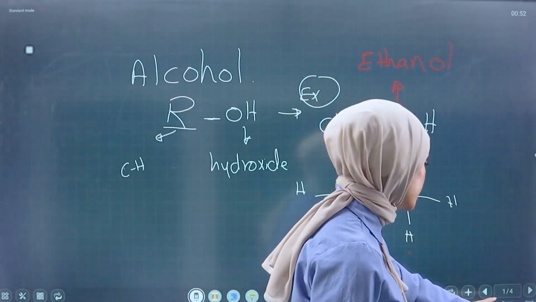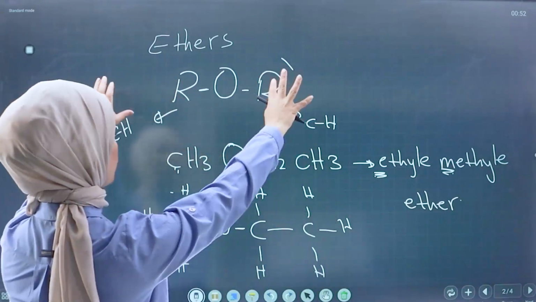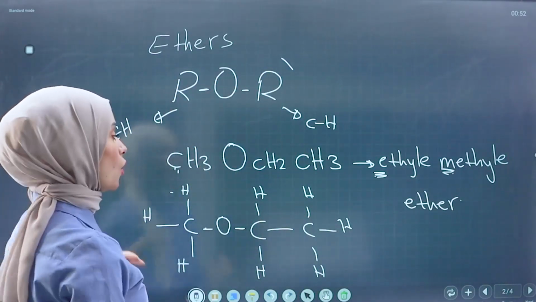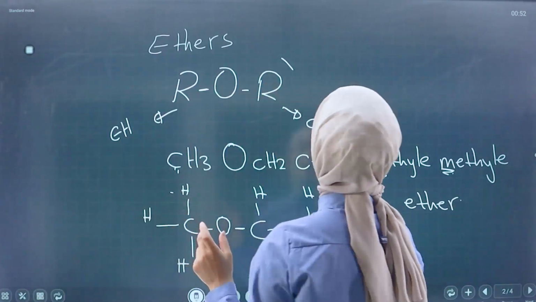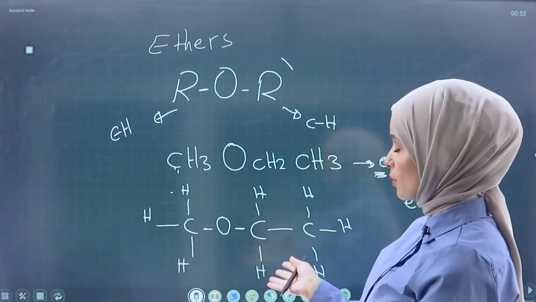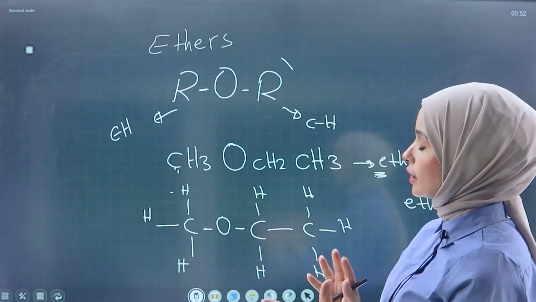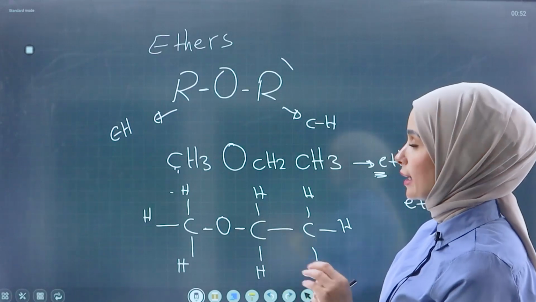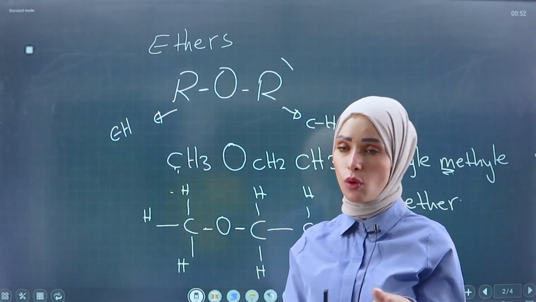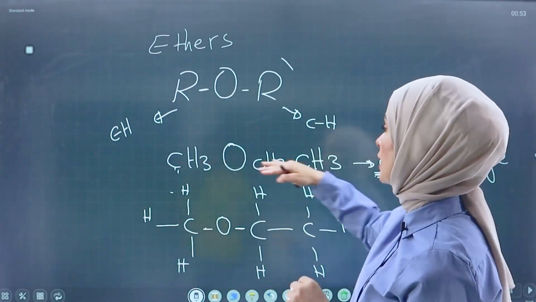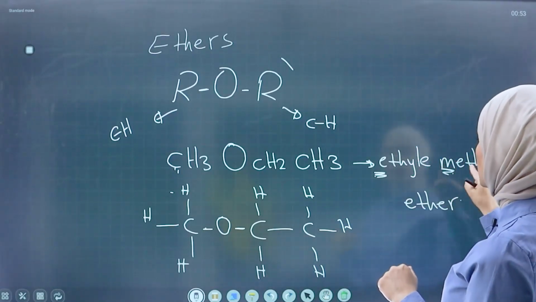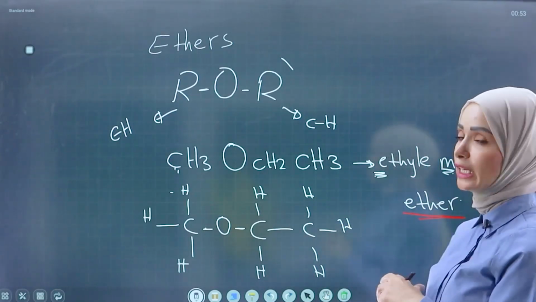And then we have the ethers. The ethers are two carbons, but in the middle I have only oxygen. For example, CH3 O CH2 CH3. I have here only one oxygen. So how do we name this ether? I take each side and name each side like an alkyl: methyl, ethyl, propyl, butyl, pentyl, and so on. Here I have methyl, and here I have ethyl. I start with the alphabet, so I say ethyl, methyl, and then I add the word ether.